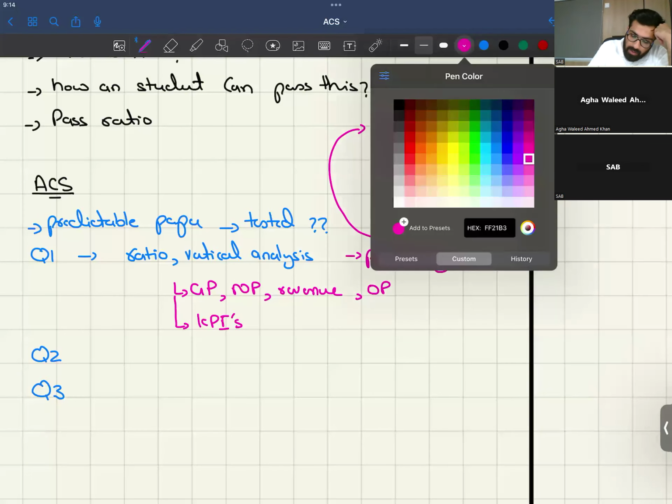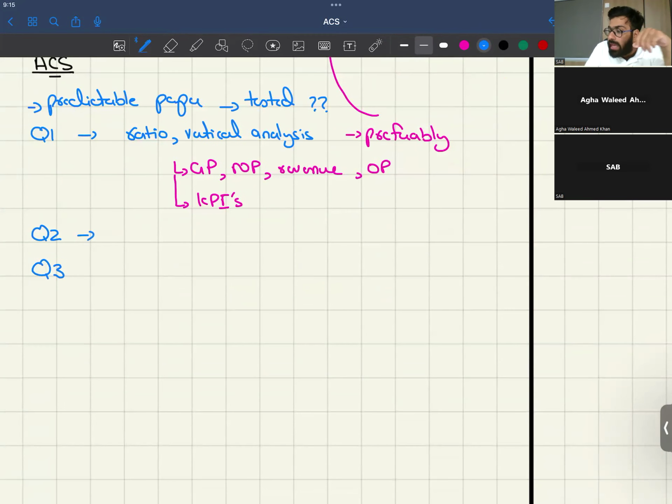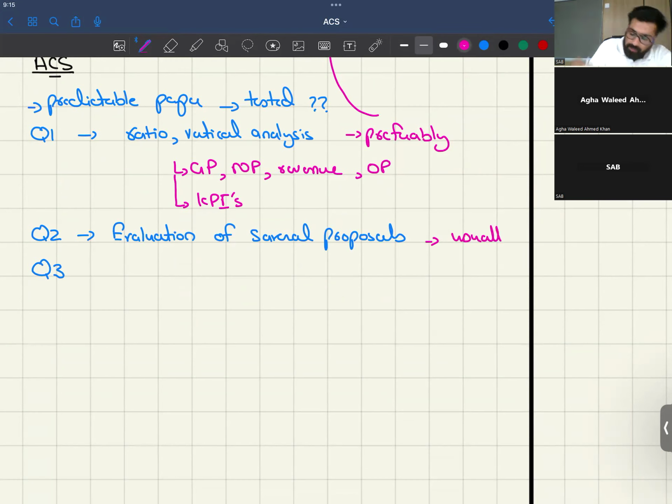Now we have question 2. What's question 2, guys? In question 2, they usually ask you to do an evaluation of several proposals. They usually ask you to evaluate the proposals. This is usually what is being asked.